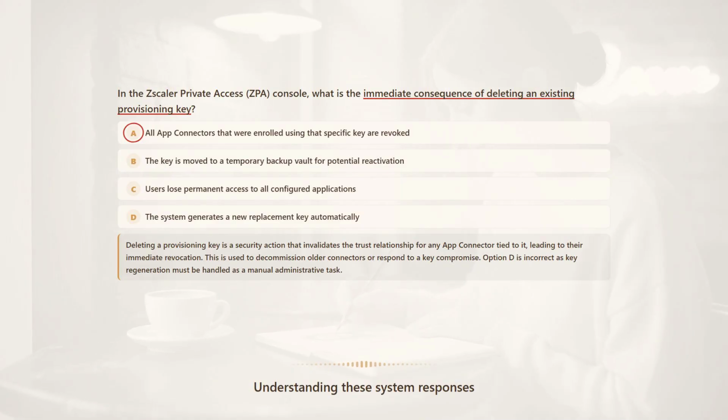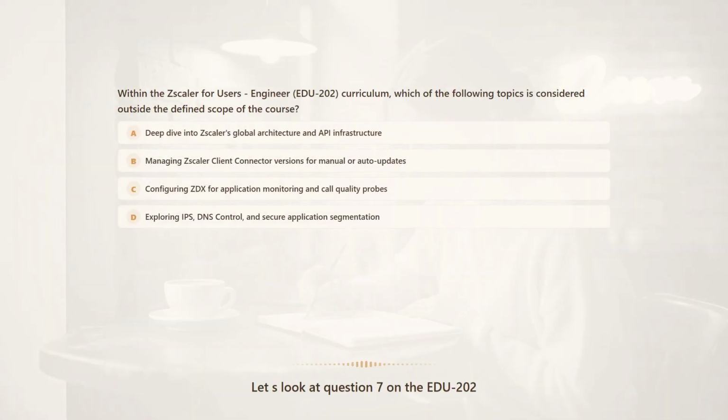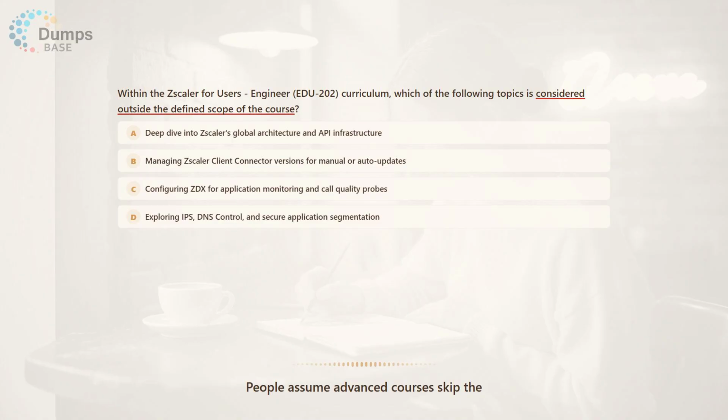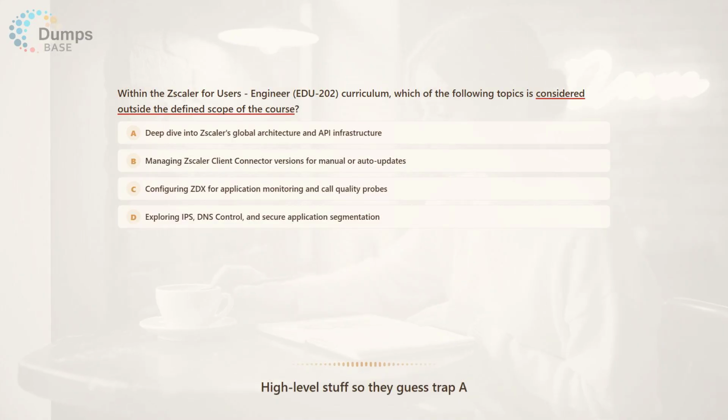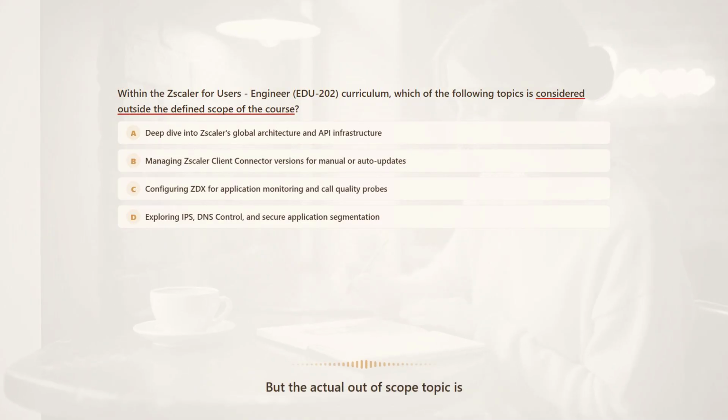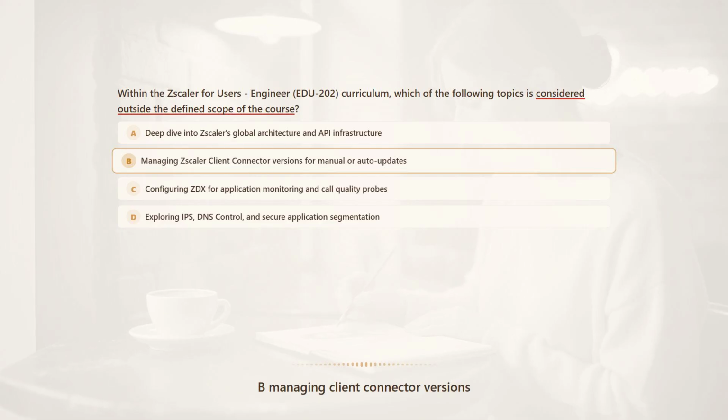Understanding these system responses requires specific training. Let's look at question 7 on the EDU 202 scope. What is considered outside the scope of this course? People assume advanced courses skip the high-level stuff, so they guess trap A, the global architecture overview. But the actual out-of-scope topic is B, managing client connector versions.